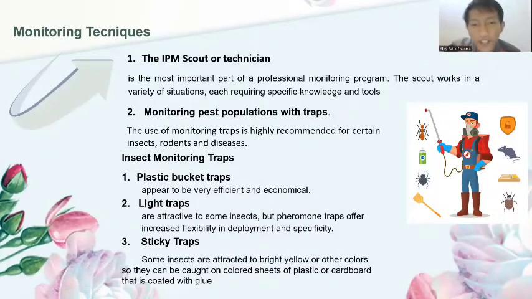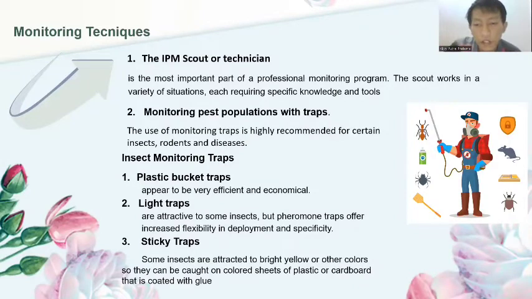The next is monitoring techniques. First, the IPM scout or technician is the most important part of operational monitoring programs. The scout works in a variety of situations, requiring specific knowledge and tools. The second is monitoring pest populations with traps.